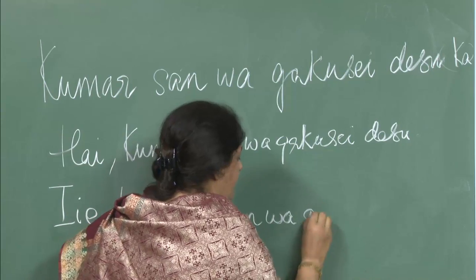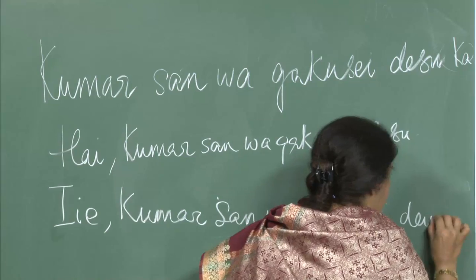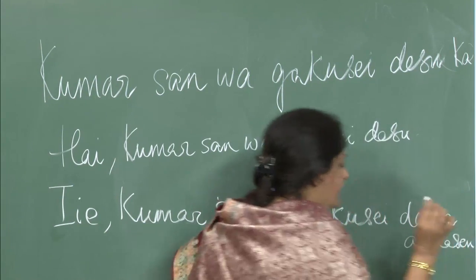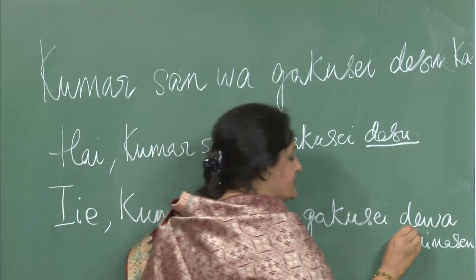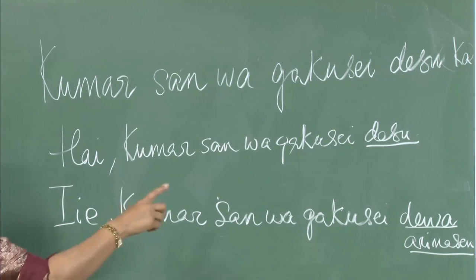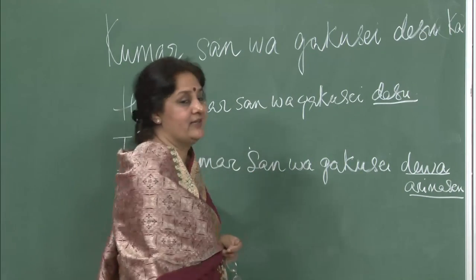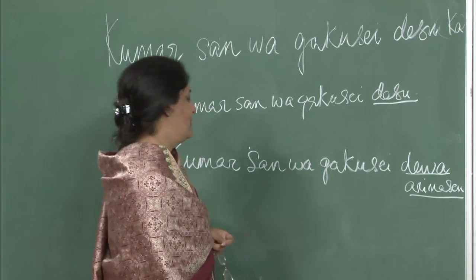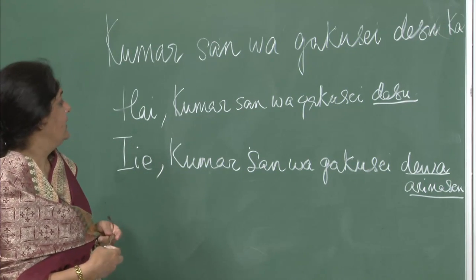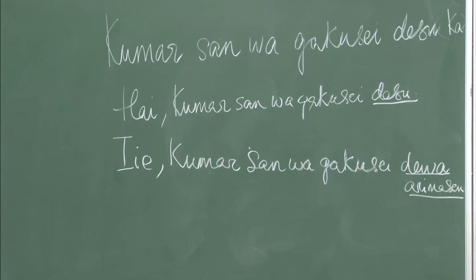Iie, Kumar san wa gakusei dewa arimasen. The negative for desu is dewa arimasen. Iie, no, Kumar-san is not a student. Iie, Kumar-san wa gakusei dewa arimasen. So, you could please repeat after me. Iie, Kumar-san wa gakusei dewa arimasen.